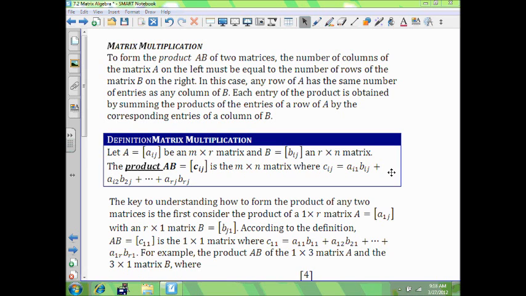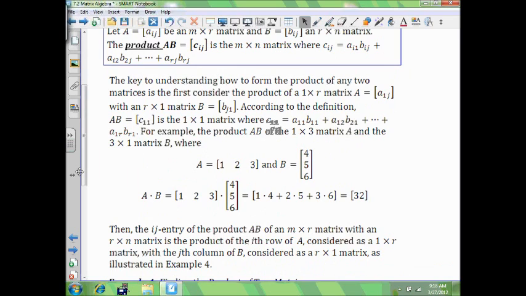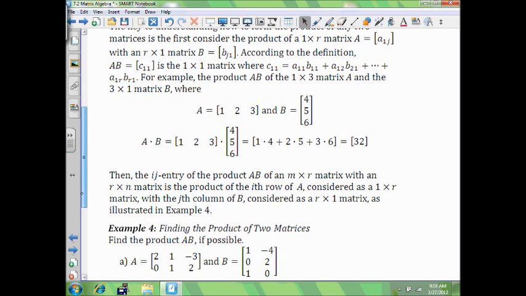Now, the key to understanding how to form the product of any two matrices is to first consider the product of a 1 by r matrix A with an r by 1 matrix B. According to the definition, you're going to get a 1 by 1 matrix. So when we look at this example, the product AB has a 1 row by 3 column matrix A and a 3 row by 1 column matrix B, where A is 1, 2, 3, and B is 4, 5, 6.